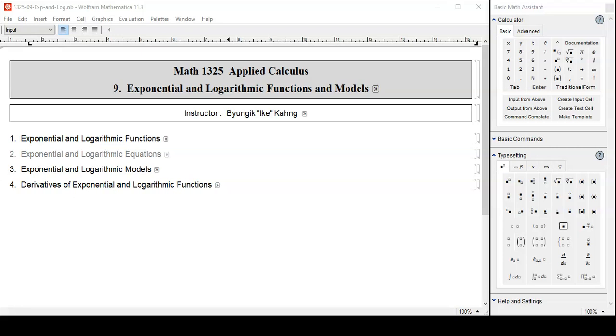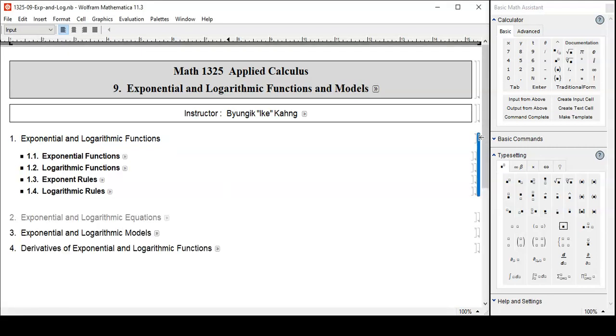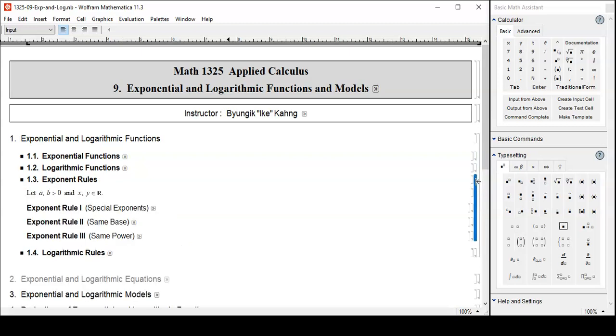Hello students, welcome back. Let's resume our discussions on exponential and logarithmic functions. We talked about all those definitions. Now let's talk about exponential and logarithmic rules. Exponential rules.